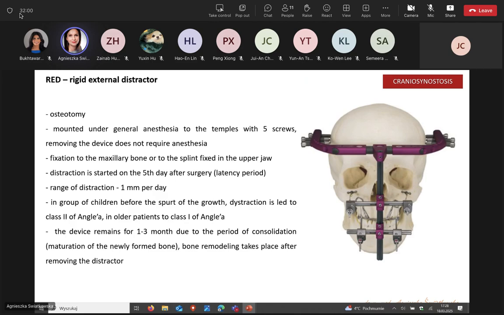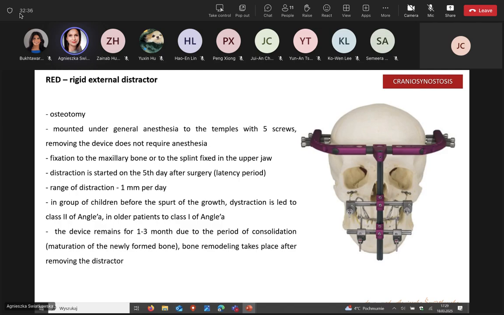Rigid external distractor. First we need osteotomy. I show you how it looks. Then this appliance is mounted to the temples with usually 5 screws. Sometimes it's 3, sometimes it's 5. It's fixed to the maxillary bone. It could be fixed to the upper jaw, as you see here, or to the splint, which is fixed to the teeth in the maxillary bone. So there are two possibilities.